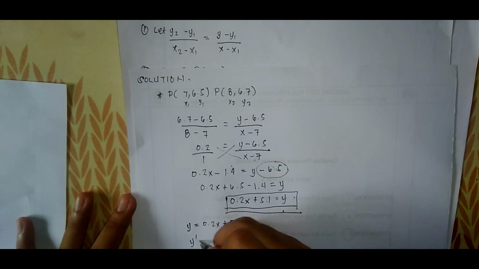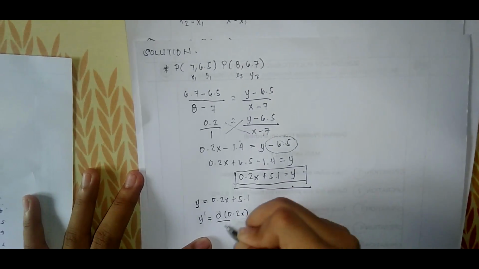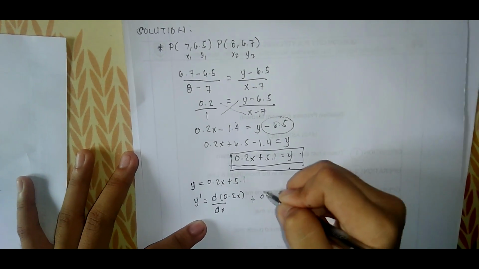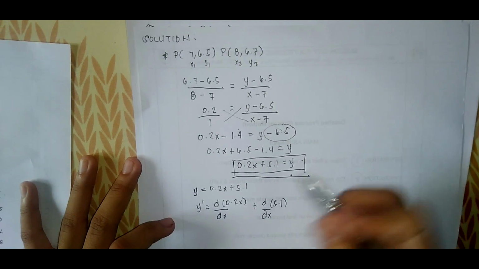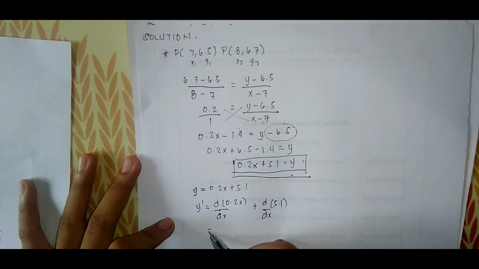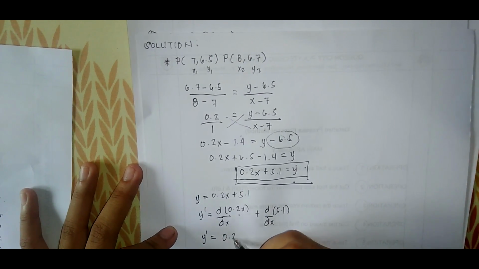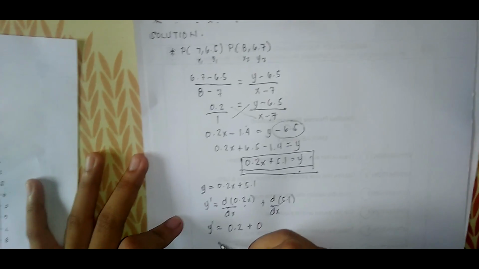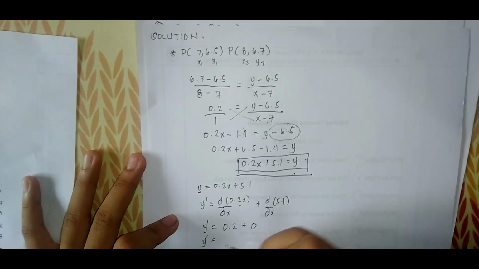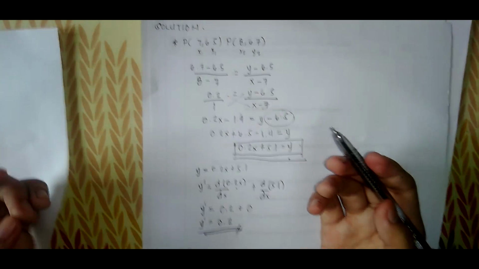So, y prime is equal to the derivative of 0.2x with respect to x plus the derivative of 5.1 with respect to x. Then, solve. Y prime is equal to 0.2 plus the derivative of 5.1 is 0. Then, this is the final answer.